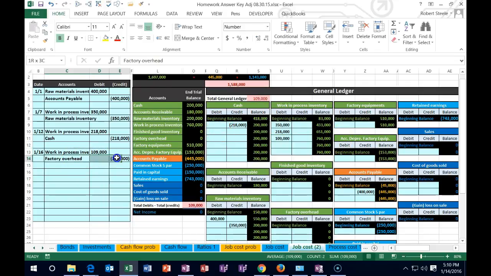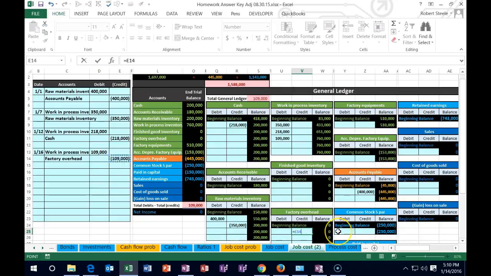Then we're going to post the overhead. Here's the overhead here. Here's the overhead here. We're going to go to the overhead. That's like the third to last account right here on the assets. So we are on the credit side in this case. So we are going to say equals, and then in cell V25, point to the 109.